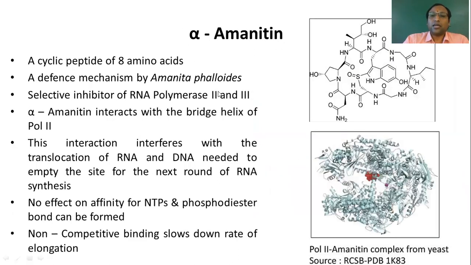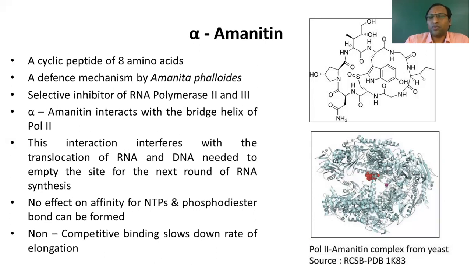Next in this category is alpha amanitin. This is a cyclic peptide of 8 amino acids. You can see here there is a cyclic peptide, and it has 8 amino acids. It is a defense mechanism of Amanita phalloides. Amanita phalloides is an organism that uses alpha amanitin as a defense mechanism.